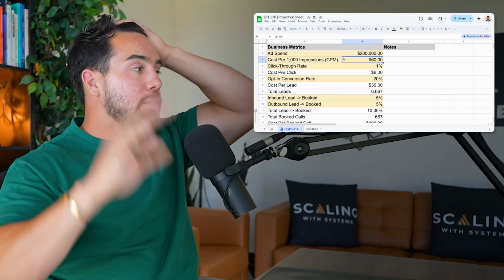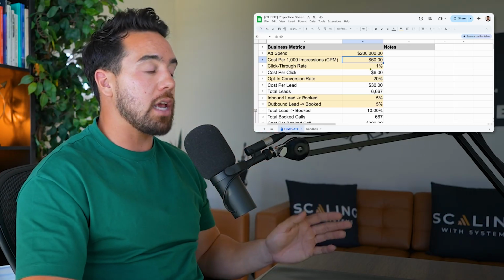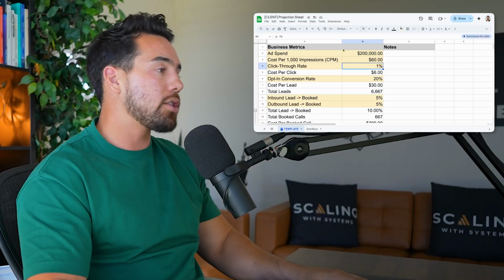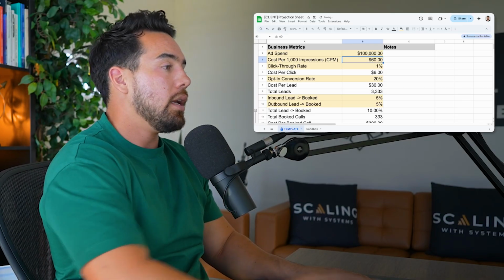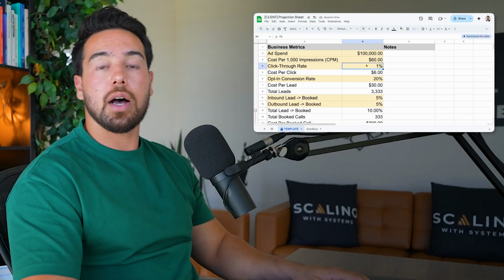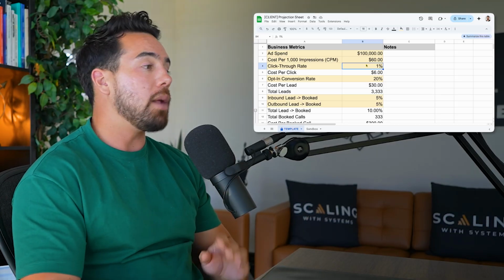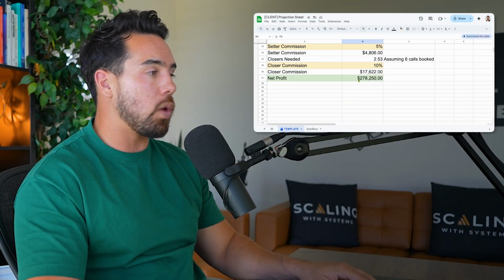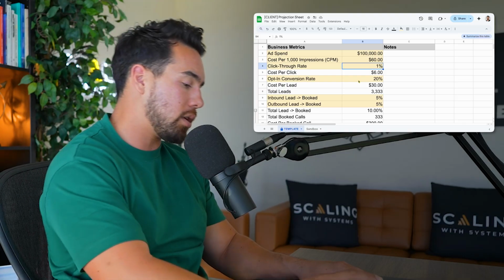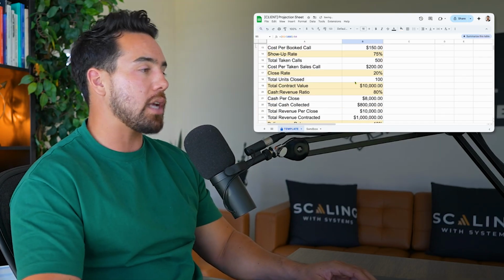So one great example is just increasing ad spend. Another really great example, a lot of people don't test out. So let's go back to $100,000 here. It's this click-through rate right here. A lot of people are okay with a 0.5 or a 1% click-through rate. But in my experience, let's take this click-through rate and say it's 1% and we're making $278,000. Let's say that we're able to get that to 2%, right?